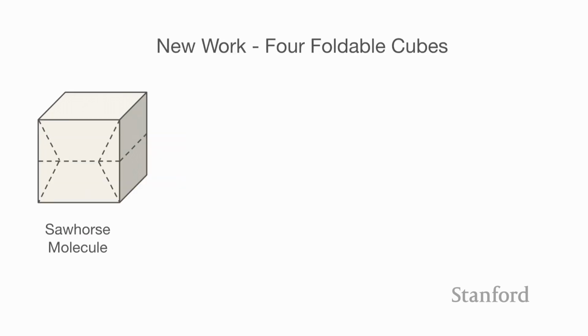Today we're also going to introduce 4 new foldable cubes. One of them is the Sawhorse molecule. We place this on the side, and then it can become a cube. And then we can also get some roll, pitch, and yaw angles.